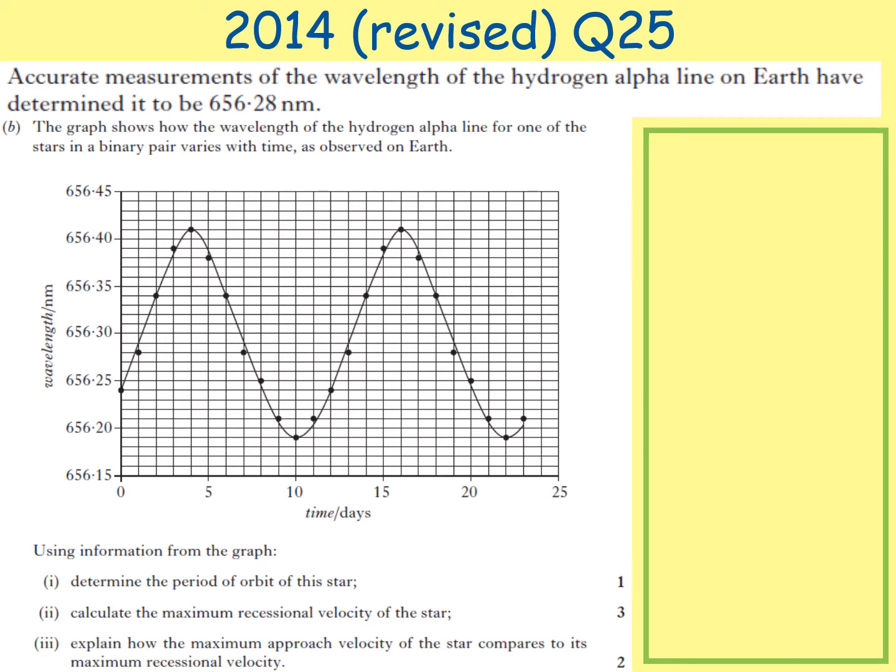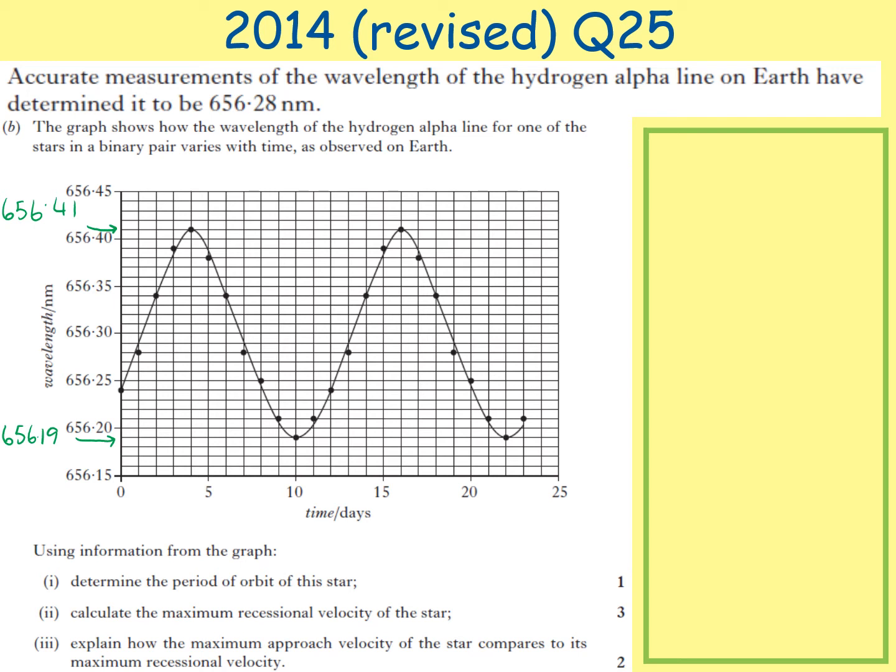Part 3 asks us to explain how the maximum approach velocity of the star compares to its maximum recessional velocity. If we have a quick look on the graph, we've already worked out that our point just here is the maximum recessional velocity, with 656.41 nanometers. If we look at the trough instead of the peak, we can see that is 656.19 nanometers. This trough relates to the maximum approach wavelength just there.